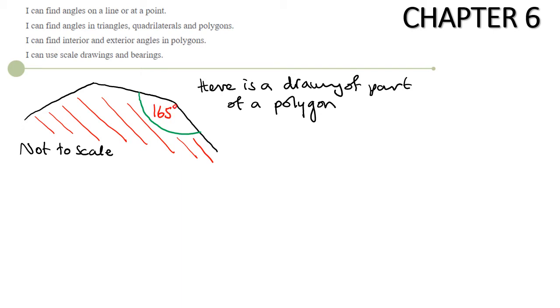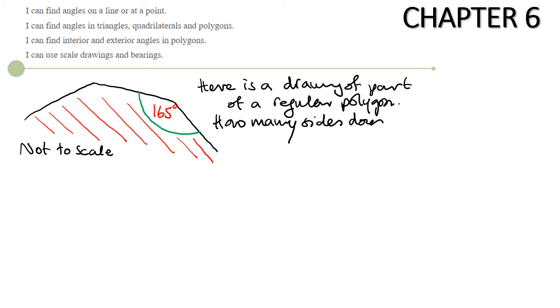Here is a part of, and that should actually say a regular polygon, because we wouldn't be able to answer this question otherwise if it wasn't a regular polygon. Regular polygon, and then it goes on to ask, how many sides does it have? So how do we do that? Well, what we do is we start by working out the exterior angle. So if I add that there, we're going to work out this angle here, the exterior angle.